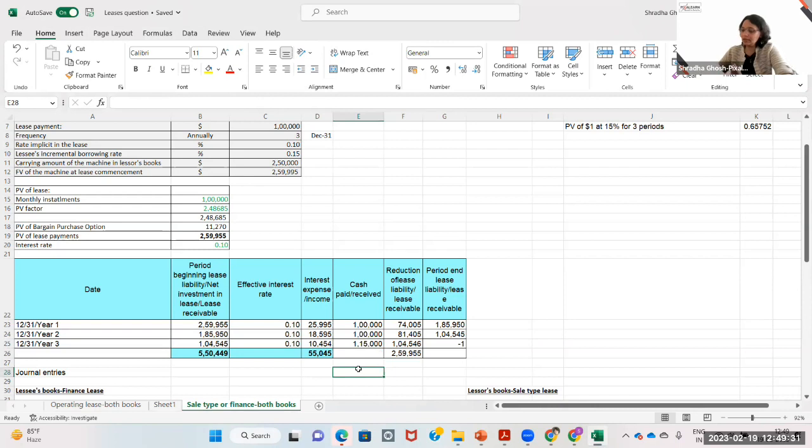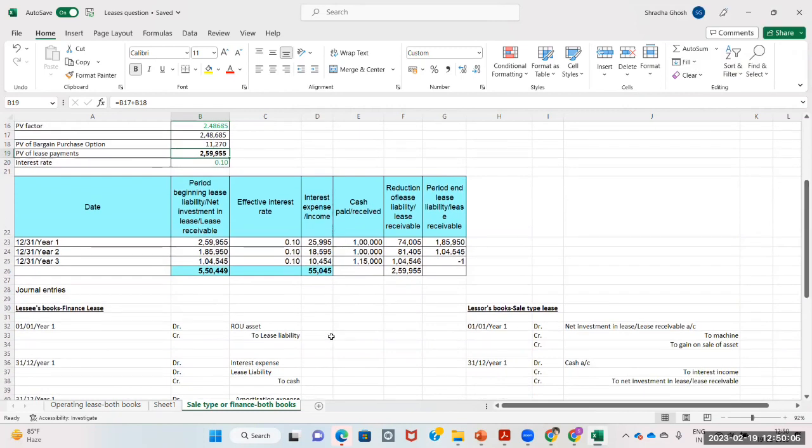Guys, one second. I think there is a problem. Okay. Is this clear, guys? So what is happening? I'm booking right now a PV of all my rental payments at 259,955. Every year, I'm going to take 10% interest on opening liability. That becomes my interest component. The balance will be my reduction of lease liability. At the end of the entire 3 years, my lease liability will come down to 0. Any questions so far?